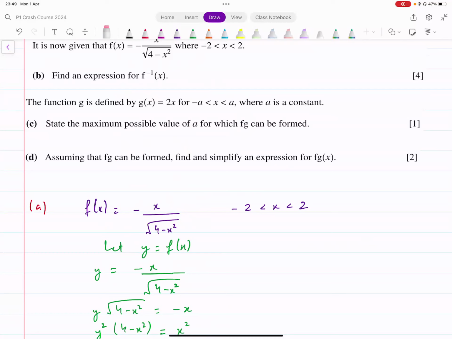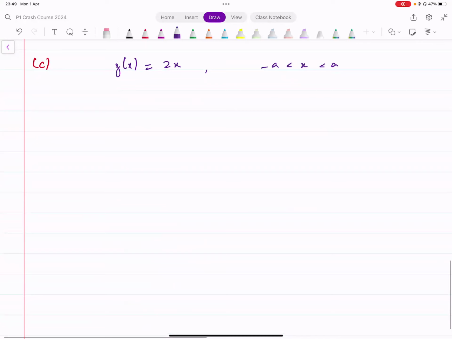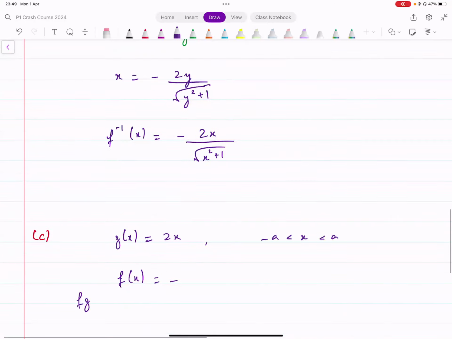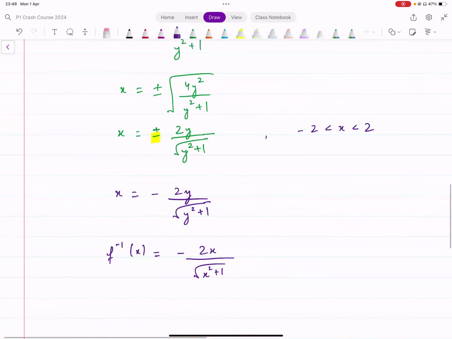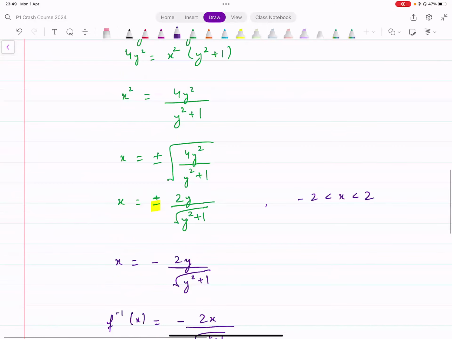Now it's a composite function. Remember the condition for forming a composite function? What's the condition for forming a composite function? Let me write that down here. The function that we're talking about is fg. Now let me write down the function f of x here as well. The function f of x was minus x over the square root of 4 minus x squared, and the domain was given to be from minus 2 to plus 2. That was the domain of the function.